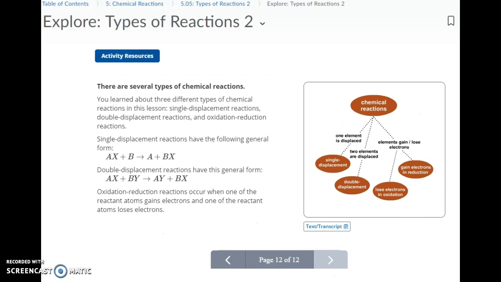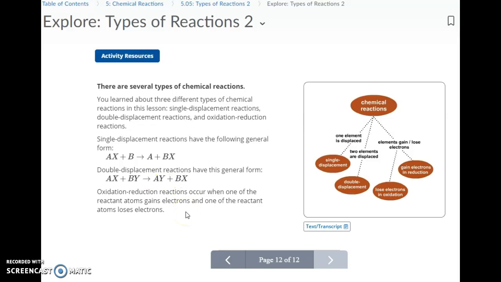There are several types of chemical reactions. You learned about 3 different types of chemical reactions in this lesson: single displacement reactions, double displacement reactions, and oxidation reduction reactions. Single displacement reactions have the following general form: AX plus B yields A plus BX. So remember, you're switching one single partner. Make sure you always write which one first, the anion or cation. The cation is always first. Double displacement reactions have this form: AX plus BY yields AY plus BX.